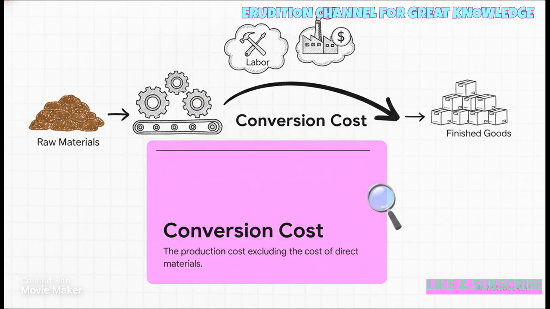Conversion cost, on the flip side, is exactly what it sounds like. It's the effort, the labor, and the factory overheads required to actually convert that raw material into a finished good you can sell. The official Cost Accounting Standard 1 defines it quite simply. It's the production cost, excluding the cost of direct materials.